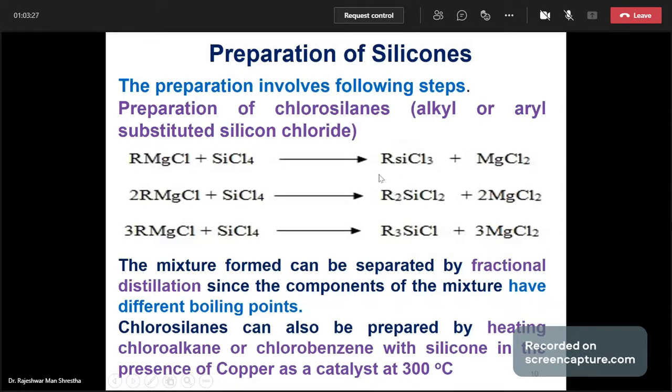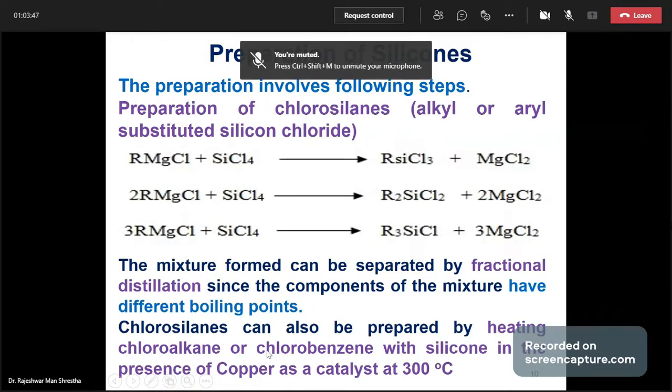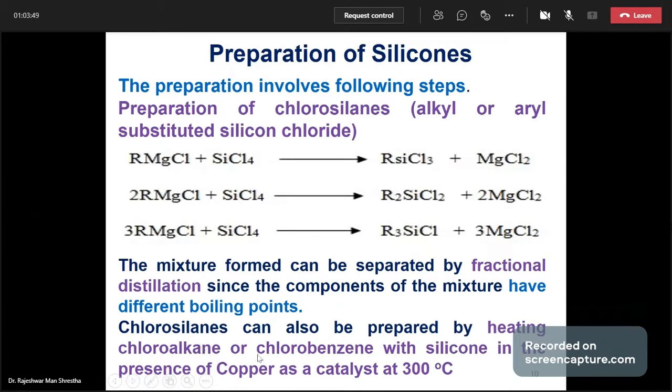First you have to separate these components from the mixture by means of fractional distillation, because the different components of the mixture differ from one another in boiling point, so all these components can be separated by fractional distillation. Chlorosilane can also be prepared by heating chloroalkane or chlorobenzene with silicon in the presence of copper as catalyst.